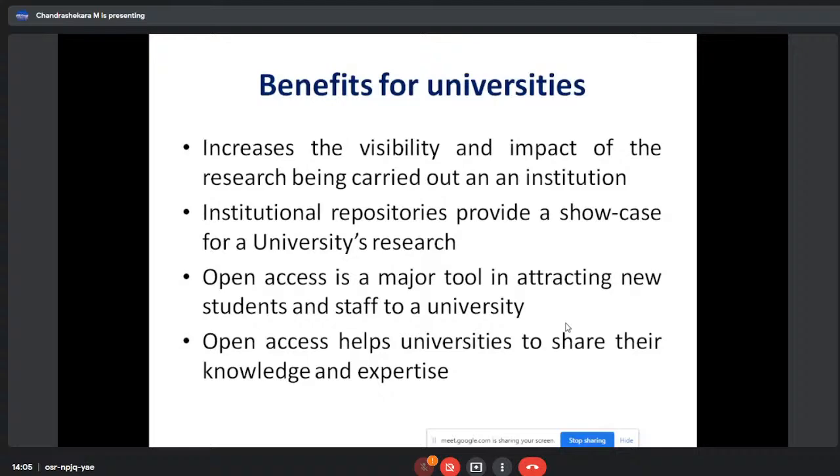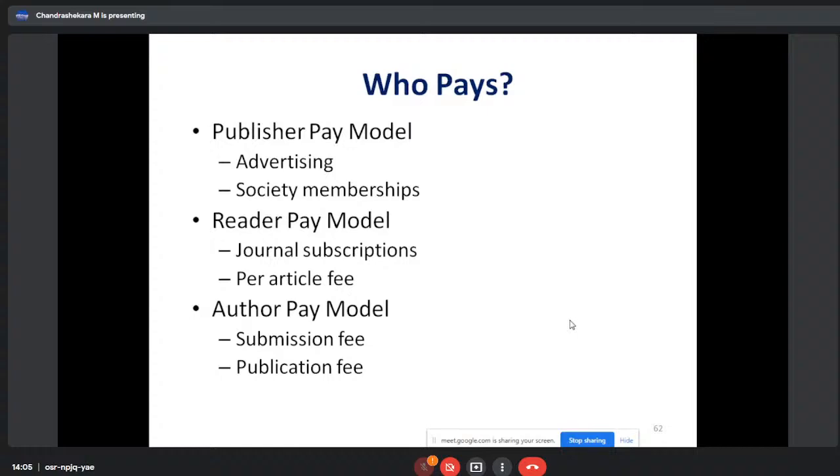Then what are the costs? Because there are many costs involved. Who pays? There are many models available: the publisher pay model, advertising, society membership, the reader pay model, and the author pay model. I have not touched these yet, so let us see them. In the publisher pay model, there is advertising or society membership. If we are members of a society, or if they get money from advertisements, then they won't charge anything or collect the APC.